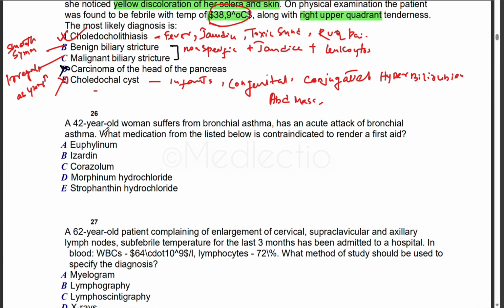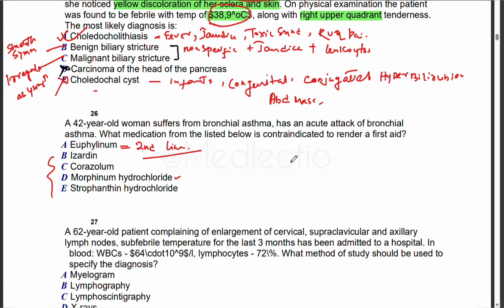See this question. A 42-year-old woman who suffers from bronchial asthma has an acute attack of bronchial asthma. What medication from the listed below is contraindicated to render first aid? Here they are asking about a first line drug. None of these drugs are first line for bronchial asthma. Morphine you can use as a painkiller. Euphylinum is used in bronchial asthma but as a second line. So you have to remember these things.